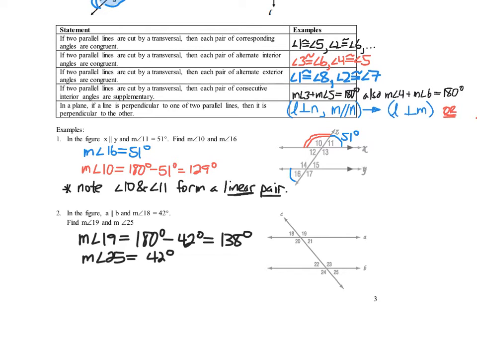Now, the fact that angle 18 and 25 are alternate exterior angles is very useful information, but not for this problem. That's the thing. Pick and choose your battles. Eventually, you're going to have to be able to reference that information, but for this problem, if they look alike, they are. If they don't, they're not.